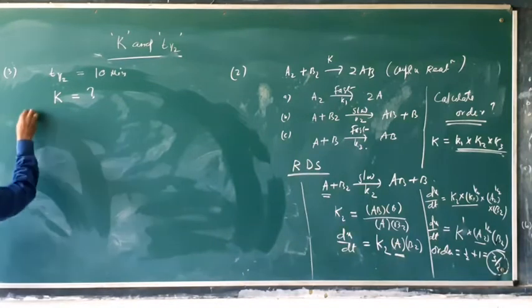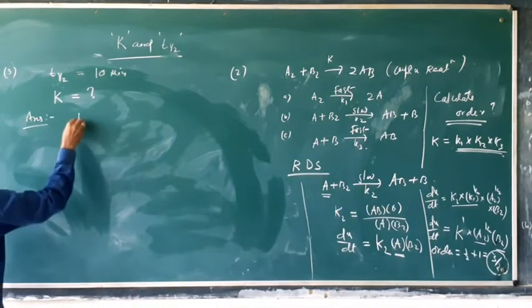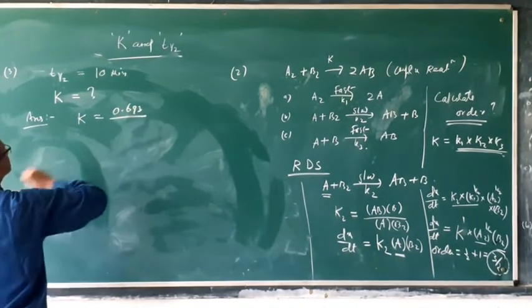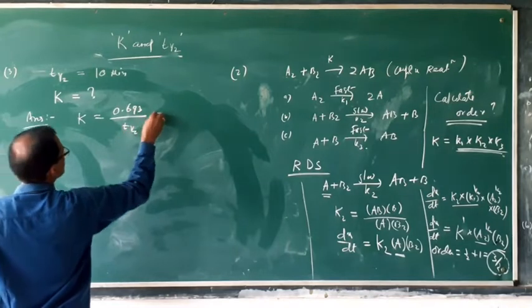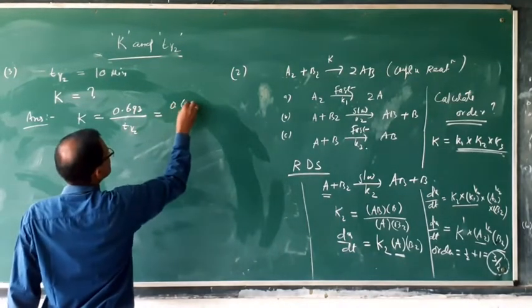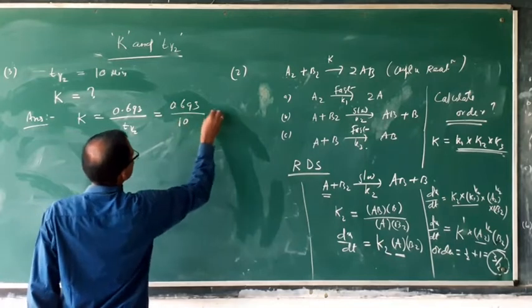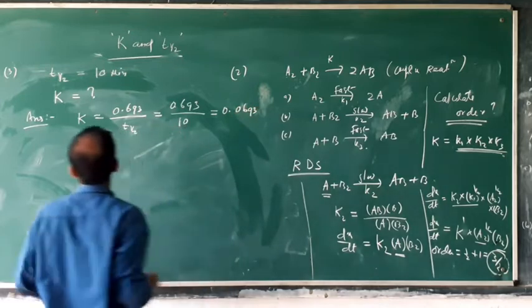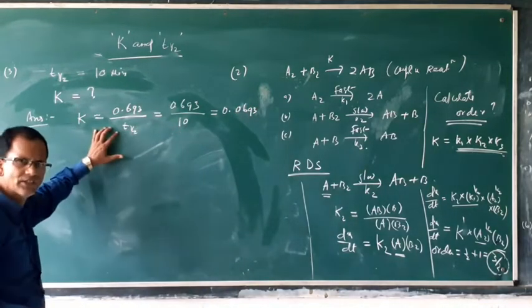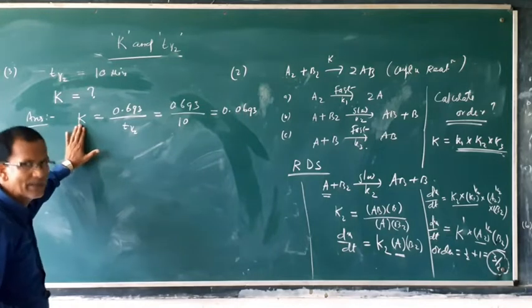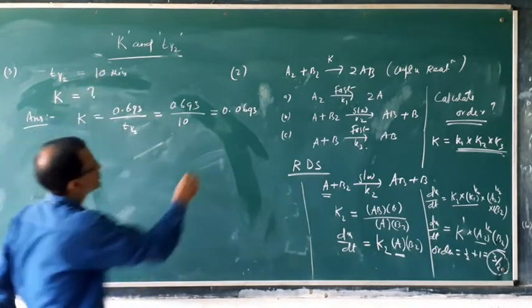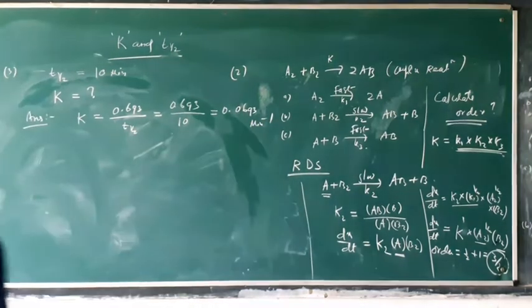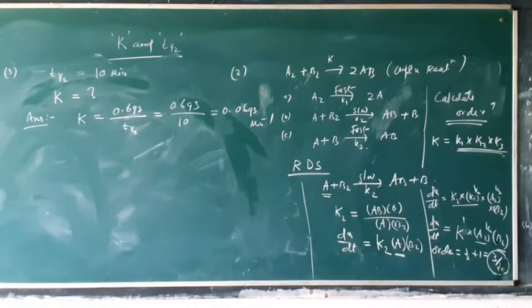So what is the expression for a first order reaction? We know K is equal to 0.693 upon T half. So 0.693 upon 10, the answer will be 0.0693. What is the unit of K? Here it is a first order reaction. The unit of K for first order is time inverse. Here the time is in minutes, so minute inverse. This is the value of K as per the question. Only by putting in the data, we solve the problem.